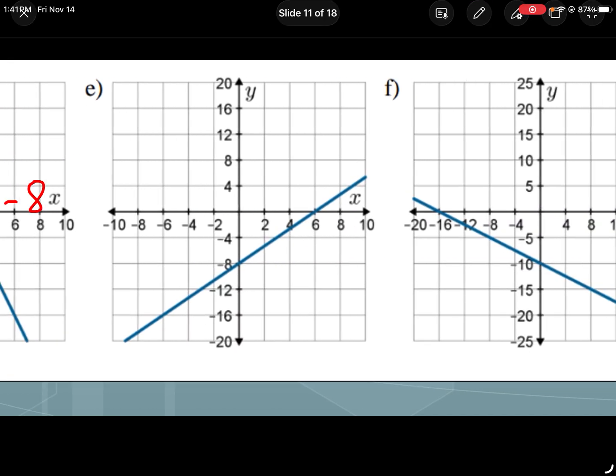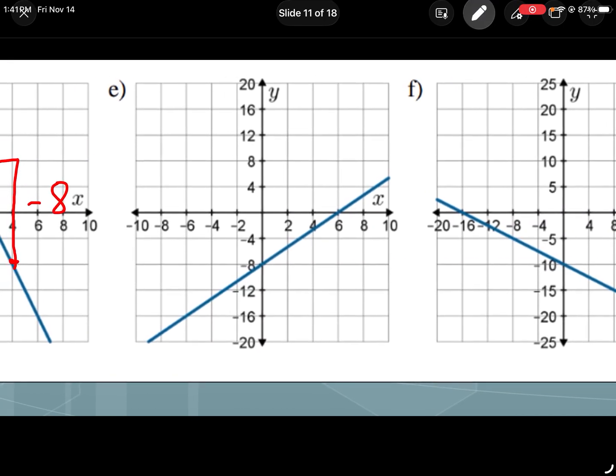What about this one? Pick 2 nice points. I can see 2 nice points and they happen to be on the axis, and you'll find that I normally do this anyway because I just think it's nice. It goes from negative 8 to 0, so that's positive 8, and it goes from 0 to 6, so that's 6. So my slope is 8 over 6, or 4 over 3 if you want to simplify it. So the equation of my line is y equals 4 over 3x minus 8, because the y-intercept is negative 8.